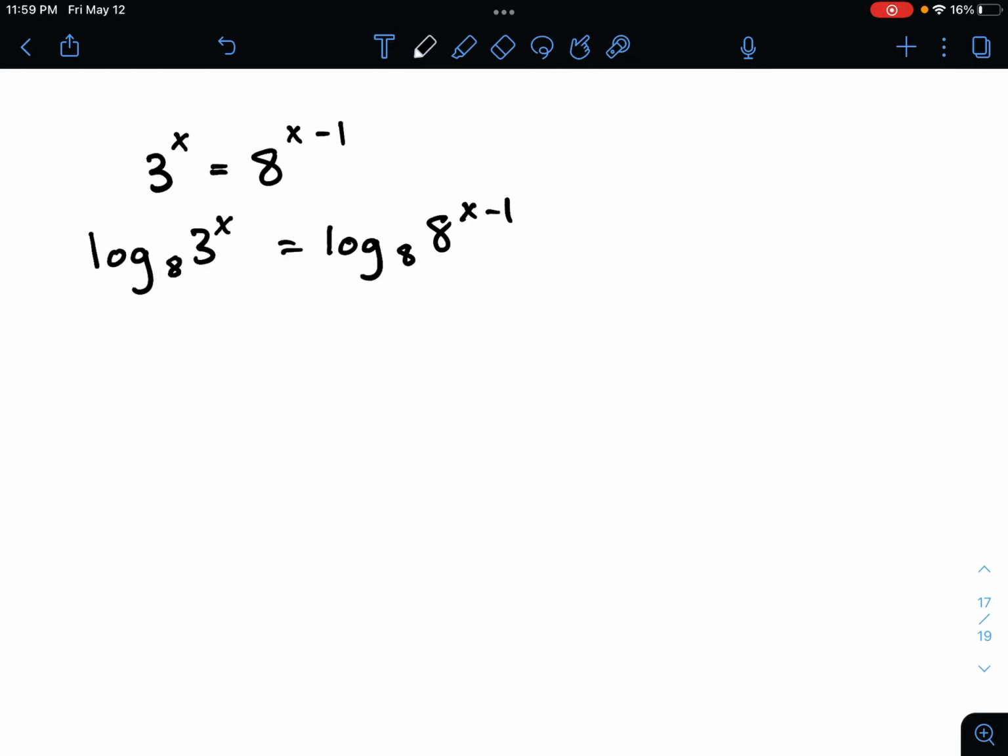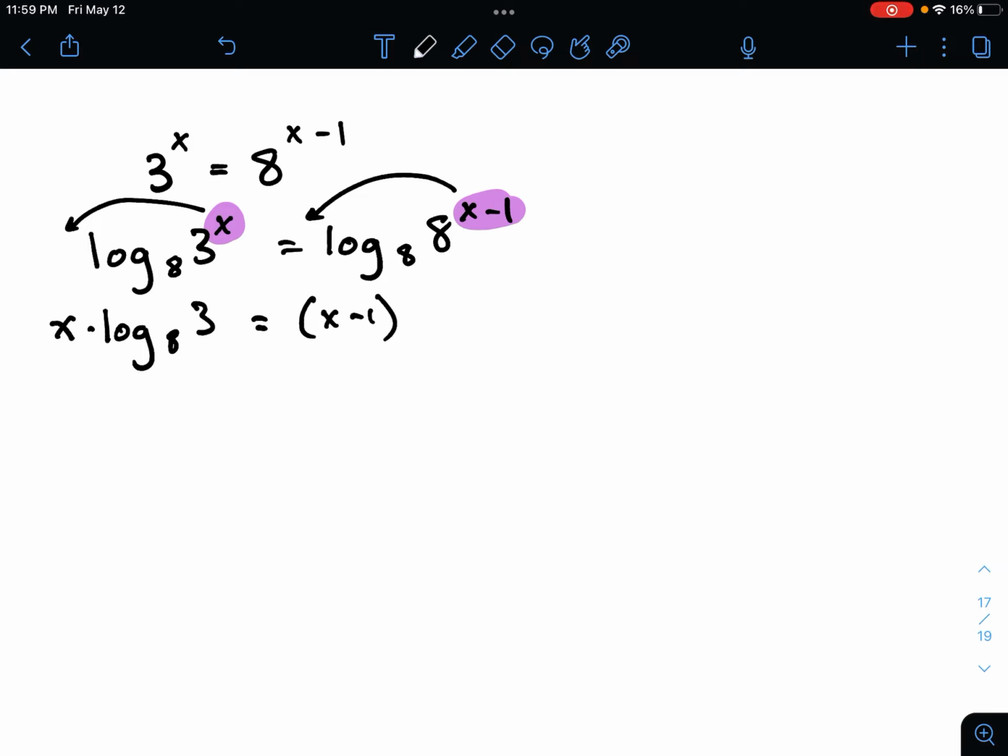But if there's a clear winner, like in this case, this one's more difficult, it's a little bit more going on with the 2 terms, I would definitely choose log base 8, okay? So from here, we are going to use our power property. Now I can actually use this on both sides with the x and with the x minus 1. So we're going to bring both of these out in front. So I've got x times log base 8 of 3 equals x minus 1, that's all together still, it's stuck together, times log base 8 of 8.